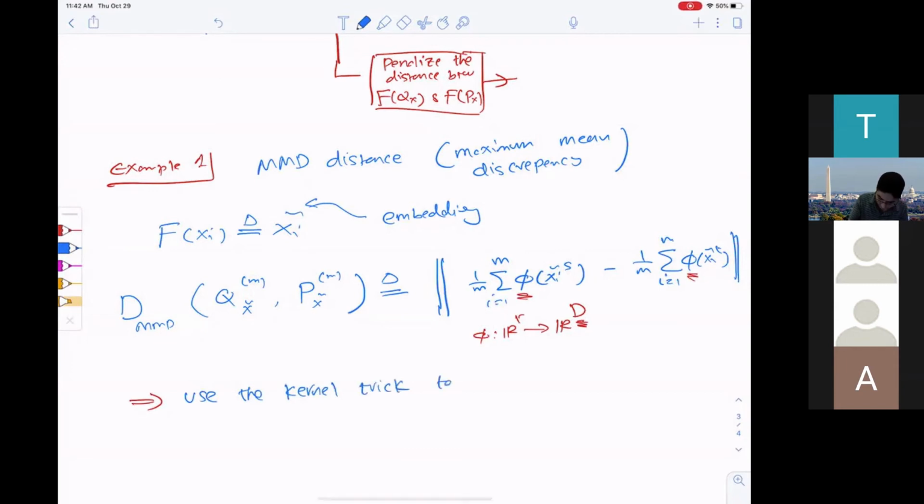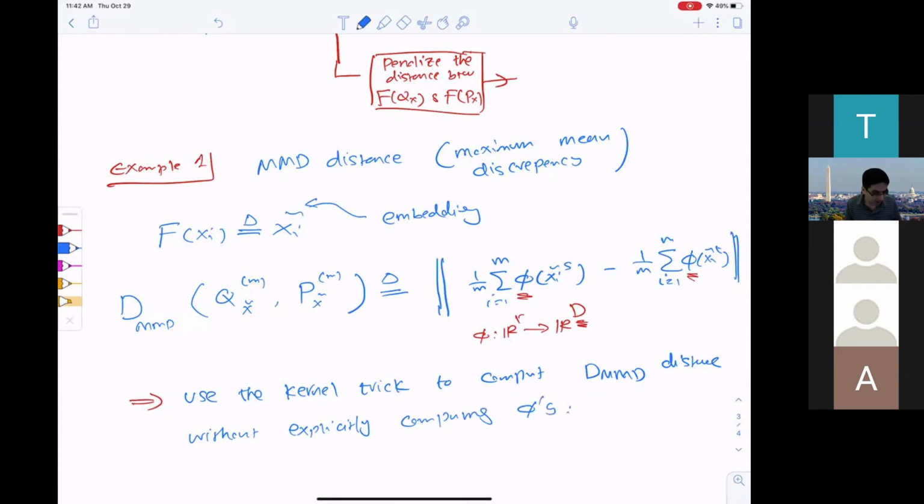to compute MMD distance without explicitly computing phi's. All right, so how can we do that?